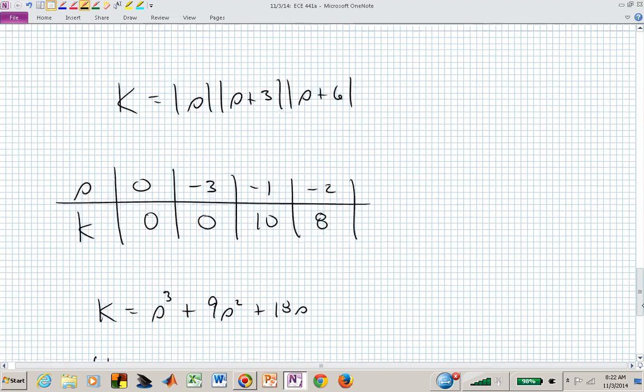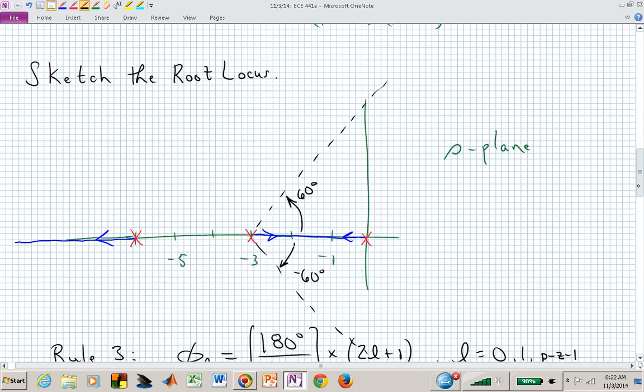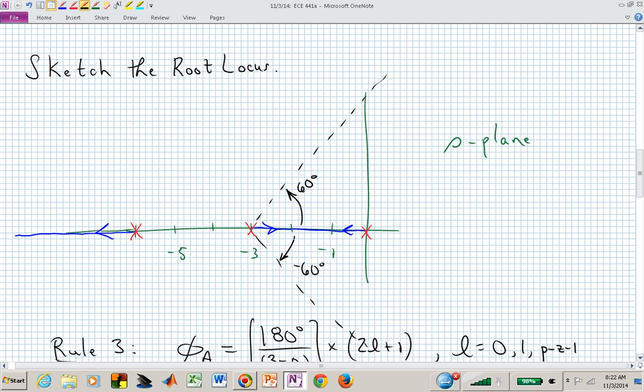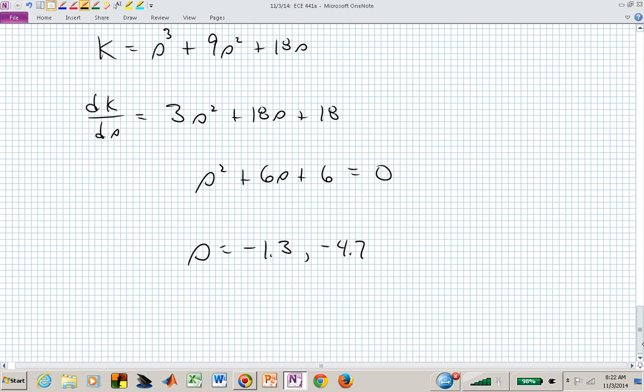And now you're scratching your head and you're going, well, wait a minute. Do I have a breakaway at minus 4.7? No, you don't even have one of your root locus branches at that location. So that one you can neglect. That's an extra relative max. The one that you want is the one between 0 and minus 3. Here's your relative max.